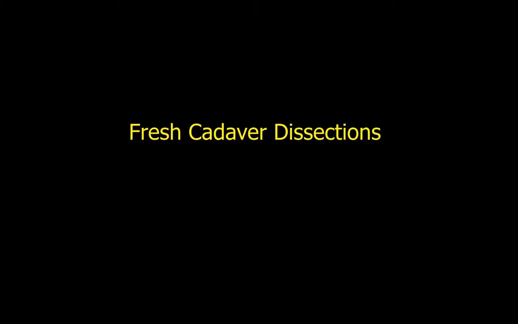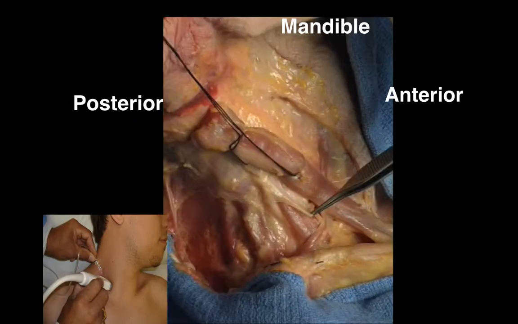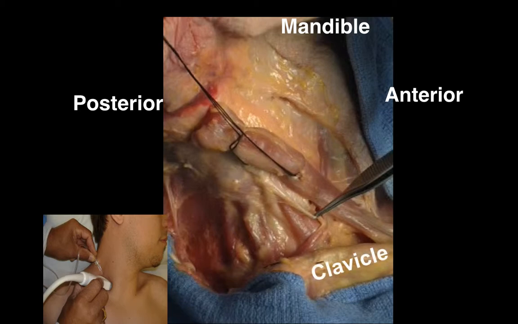Next, we will look at some fresh cadaver dissections of the interscalene region. In this fresh cadaver dissection of the right neck, the mandible and clavicle have been labeled to orient the viewer. The sternocleidomastoid muscle has been marked with a suture tie, and the middle scalene, anterior scalene, and brachial plexus as well as the omohyoid muscle have all been labeled.